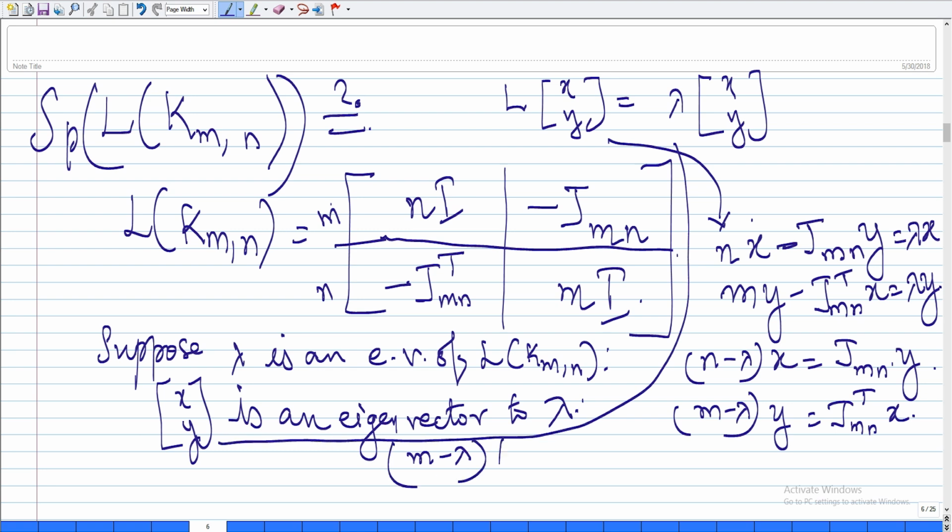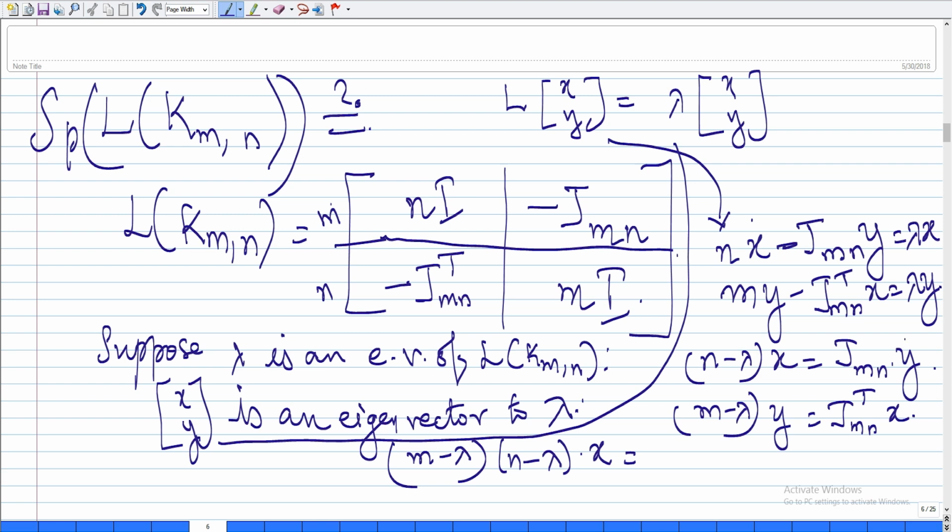M minus lambda into n minus lambda times x. What can we say about this? I want to connect these two. Literally I am doing that. I want to connect these two. How can I do that? Or in other terms, from these two equations I am trying to eliminate y.